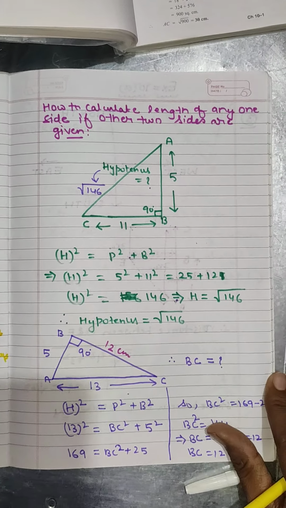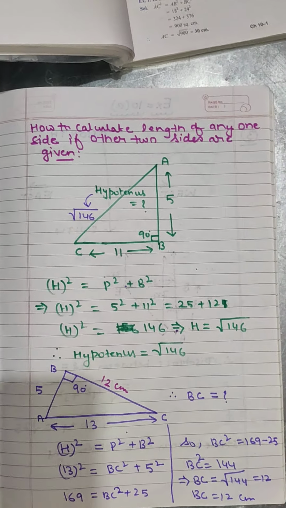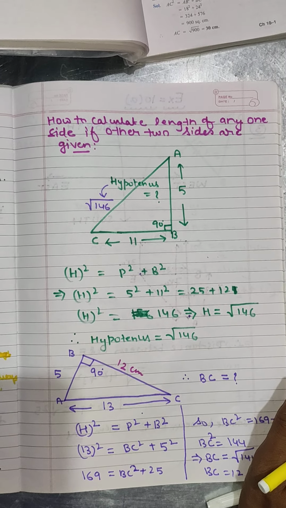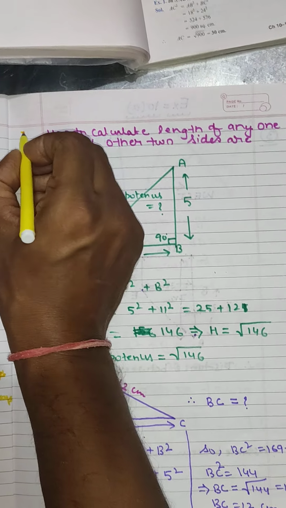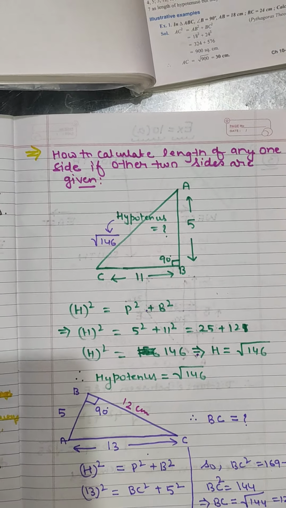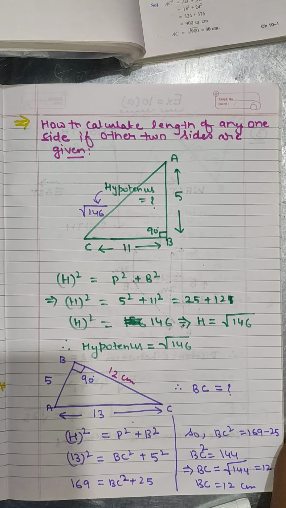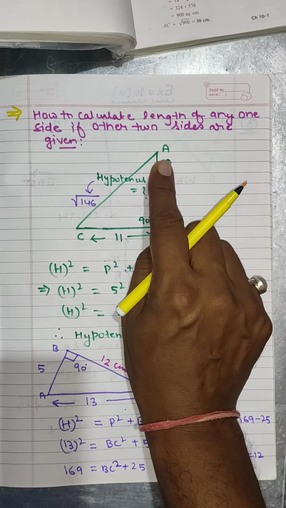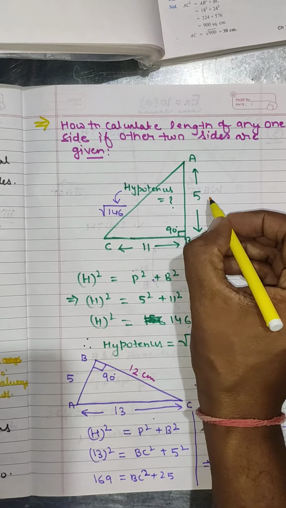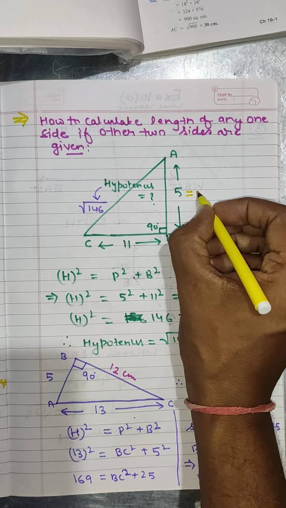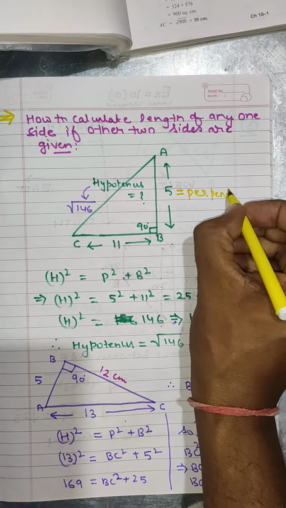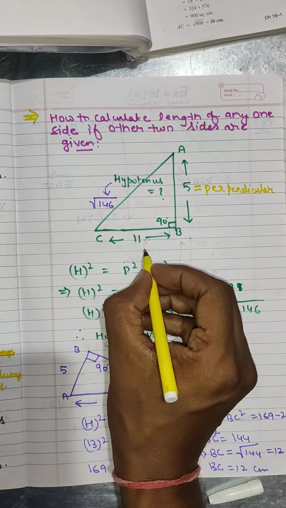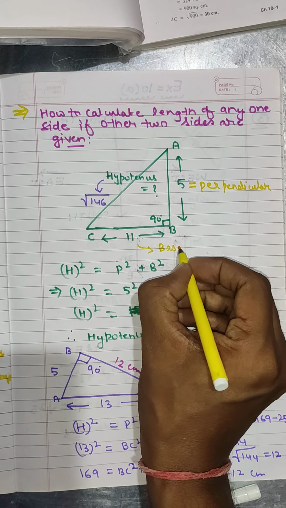Now we are going to understand the second very very important point: how to calculate the length of any one side if the other two sides are given. You can see in this triangle, this side is given to you as 5. We can say the name of this is perpendicular, and this is 11. We can say this is a base.